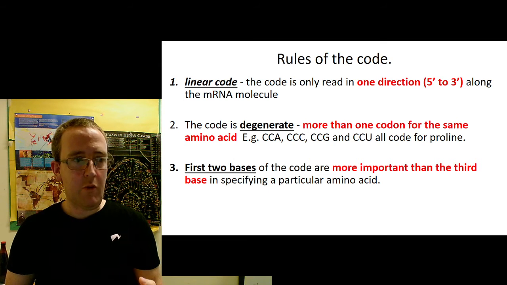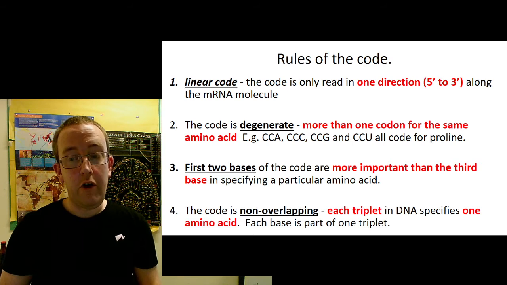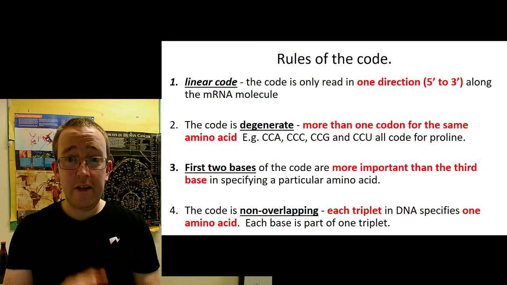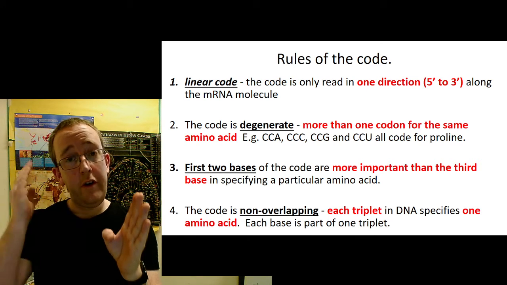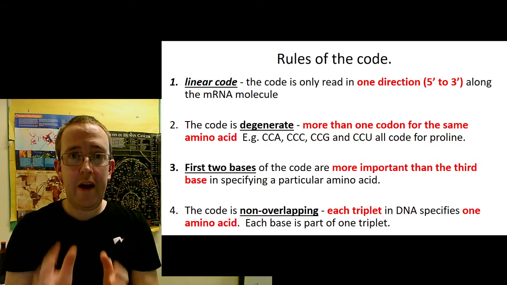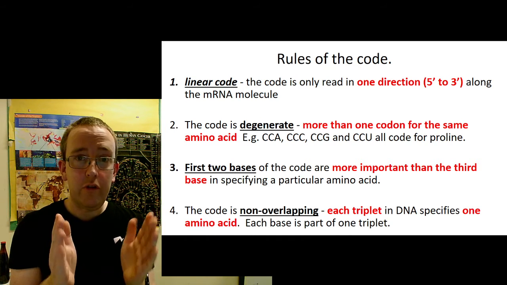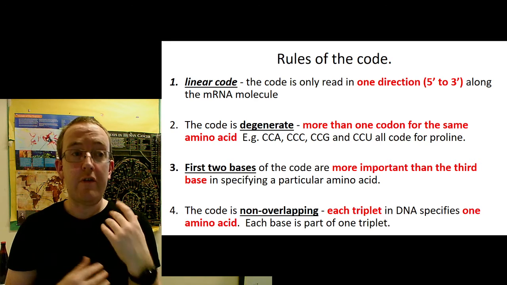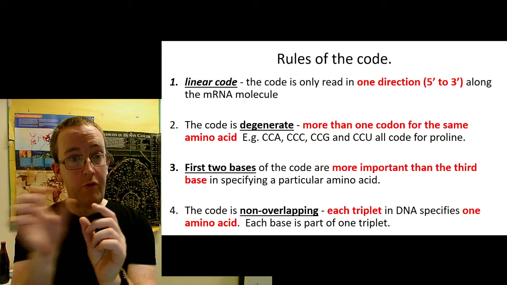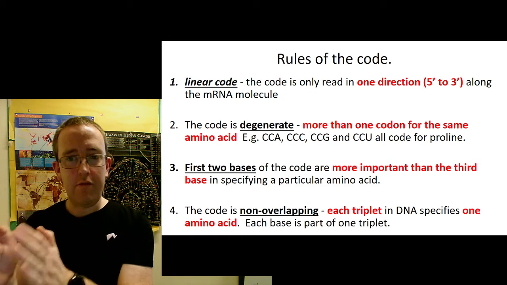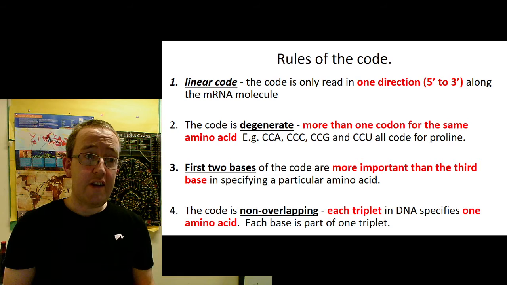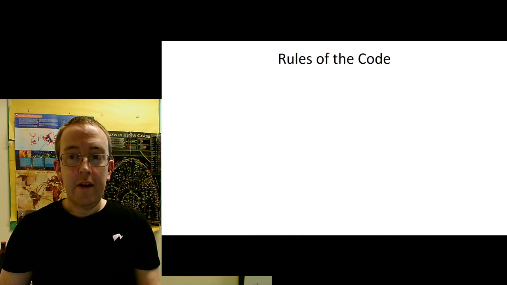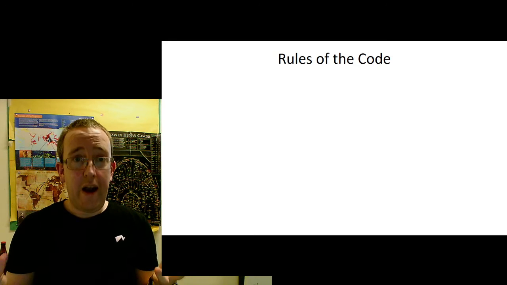The first two bases are more important than the last, and it's non-overlapping. Of course, in the English language, we have a thing called a space bar, right? We have a space to signify this is the end of one word and the beginning of another. We don't have that in DNA. What we have is that every single word, or codon, is exactly the same length. So every word is 3 letters long, so you never get one base used in more than one codon, okay? It's 3, then 3, then 3, then 3. So the genetic code is a linear, degenerate, non-overlapping code. Okay? So that's our basic rules of how you read it.